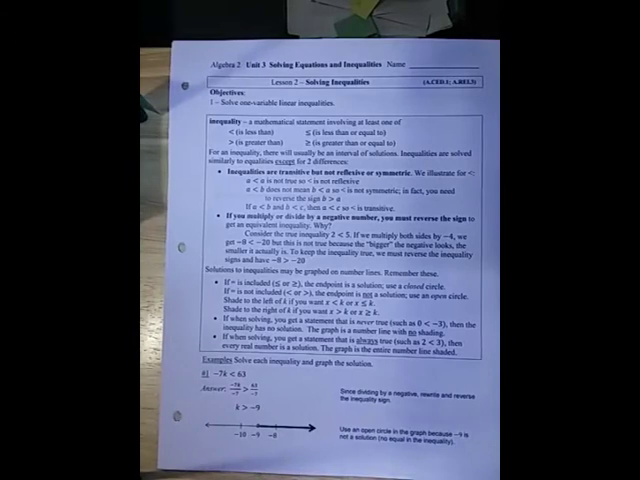If we're solving and we get a statement that's never true, like 0 is less than -3, then that means the inequality has no solution and our number line would have nothing shaded. If we're solving and we get a statement that's always true, such as 2 is less than 3, then every real number is a solution, and we would graph the entire number line.